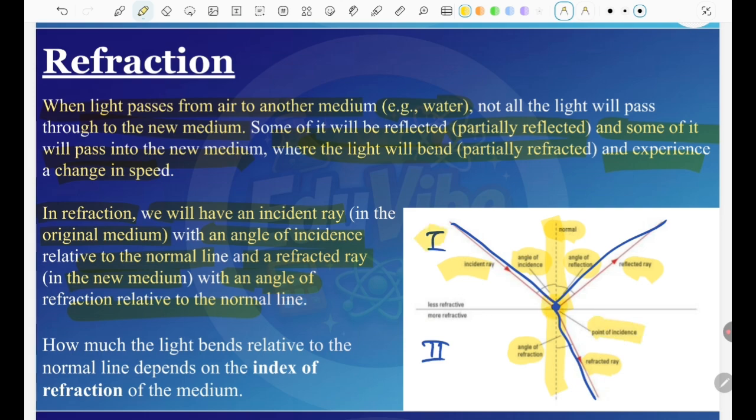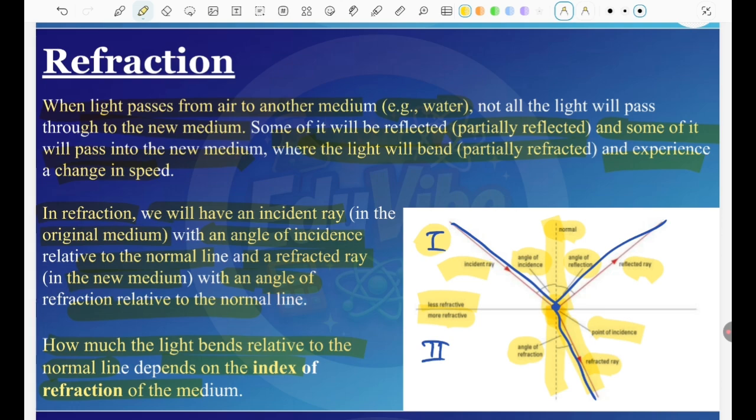In the first case, we have a less refractive medium, but when we move on to the second, we have a more refractive medium. So where does refraction actually occur? How much the light bends relative to the normal depends on the index of refraction of the medium. So how much the light should bend, relative to the normal line, depends on the index of refraction of the medium.